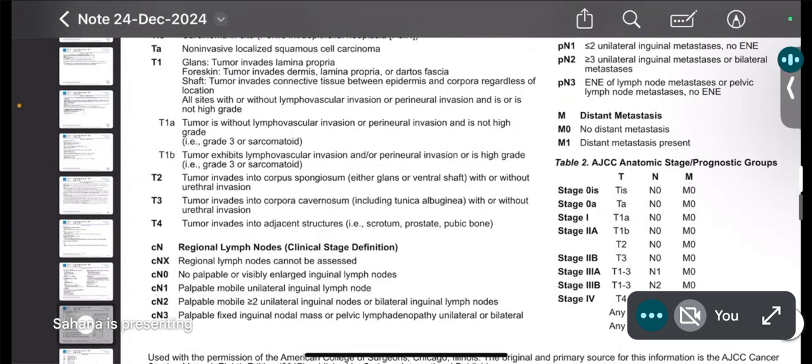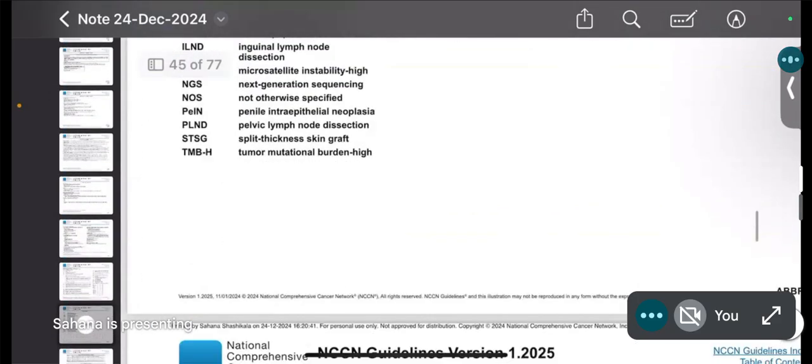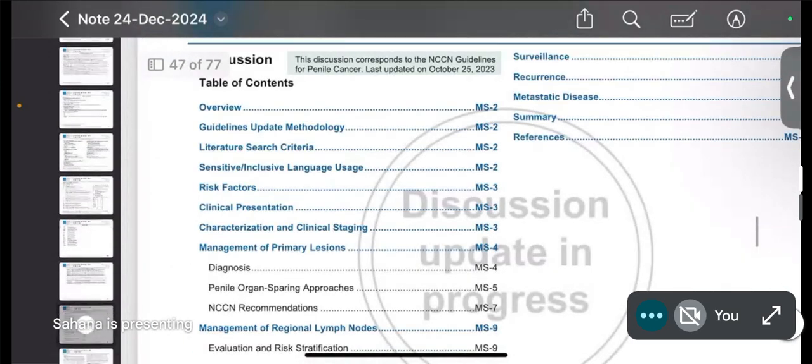That is again N1 or N2. Stage 4 is all bad. So your T4, N3, M1, all of it will come in stage 4. And that is why when there is T4, you will resort to neoadjuvant and see if it really works. That's all.